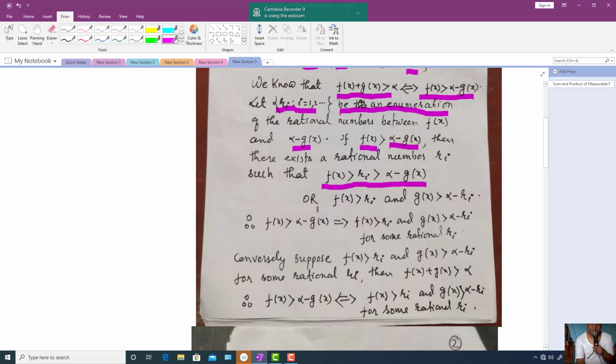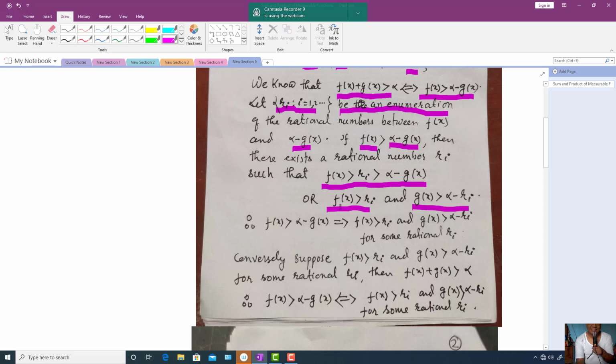So that means this statement can be broken up into two statements. One is f of x is greater than Ri. Another statement is g of x is greater than alpha minus Ri. From here you will get this one, simultaneously, with the conjunction "and". So this statement can be converted into a set by what?